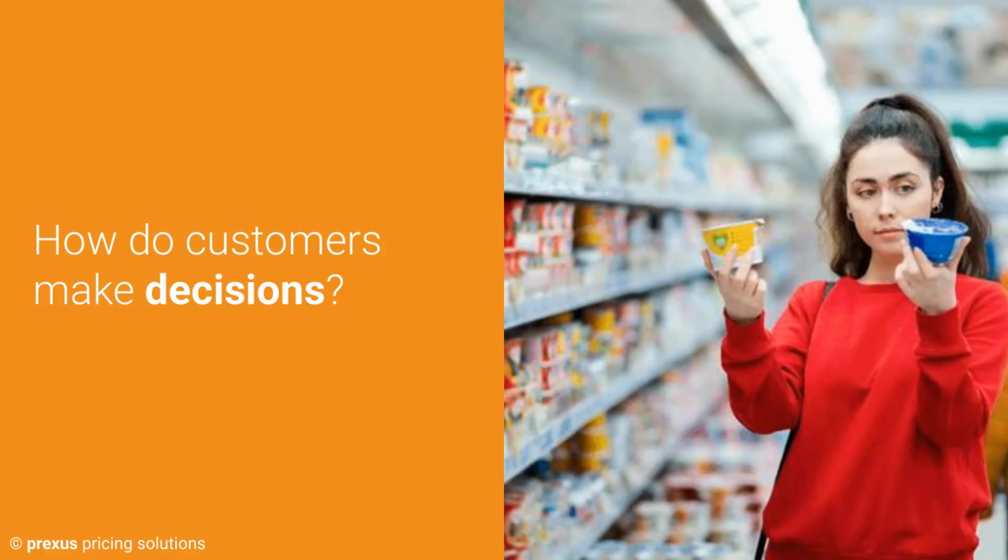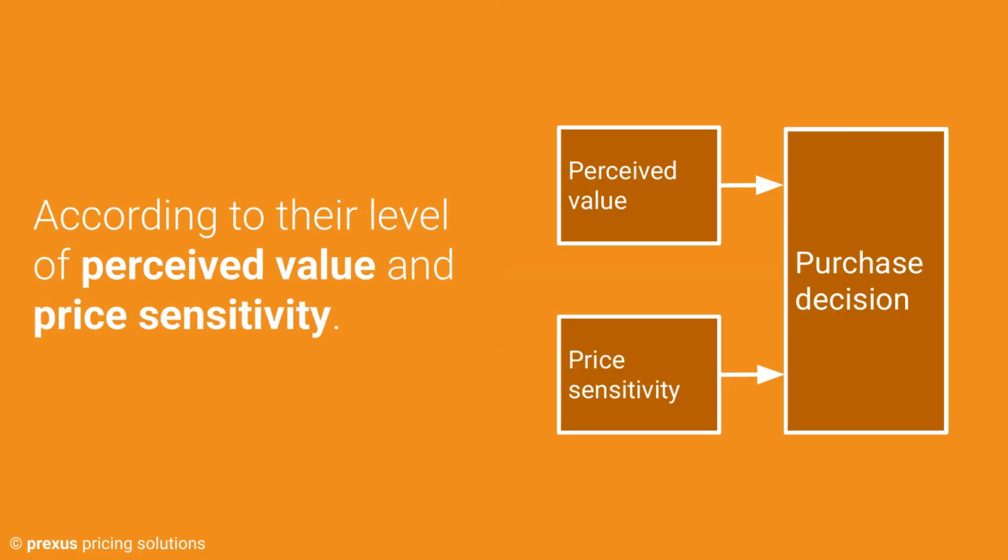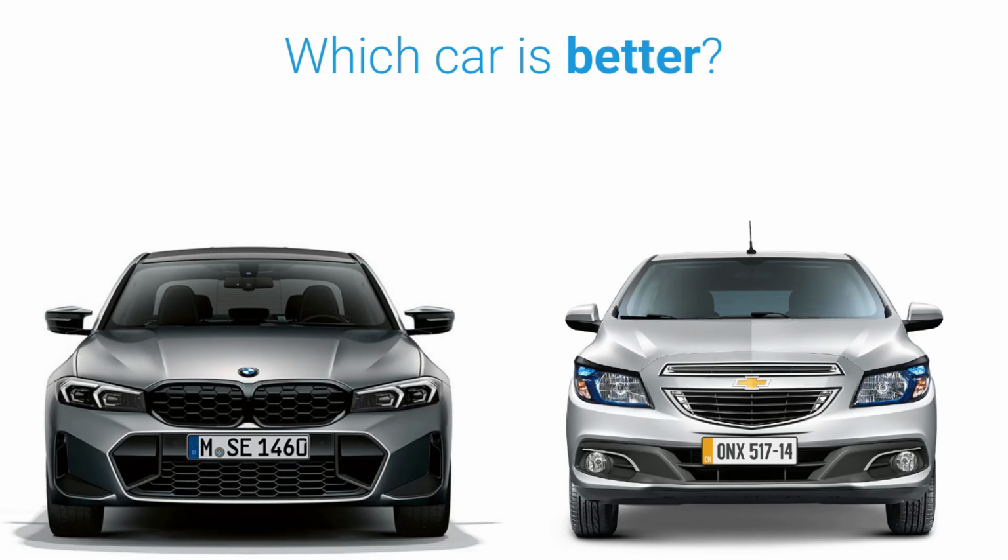But how do customers make decisions? They do so based on their level of value perception and price sensitivity. But what exactly are these two concepts? Let's look at an example. If we asked 100 people which car they think is better between a BMW and an economic sedan, the vast majority would probably choose the BMW due to its brand prestige, advanced technology, comfort, etc.